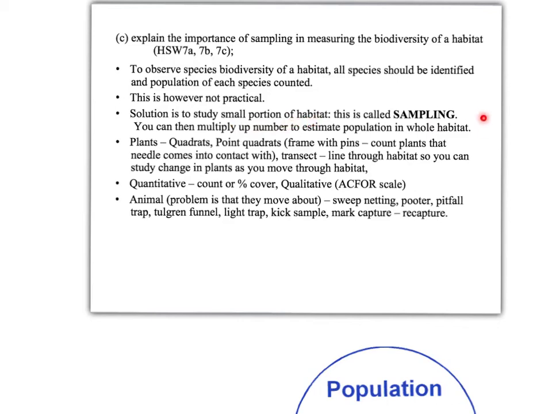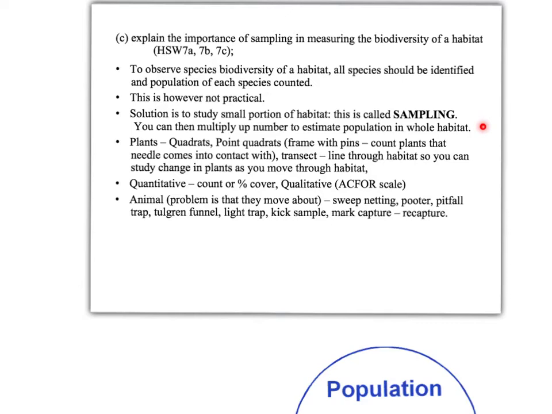If you want to estimate a population, then we multiply up the area that we've sampled to the whole area of the habitat. I'm sure you remember estimating the number of earthworms on the water meadows in the lower school, where we used a quadrat to count the number of earthworms in a particular area, and then we multiplied that up by the area of the whole water meadows to get a very large number that we estimated as the number of earthworms in the water meadows. So that was an example.